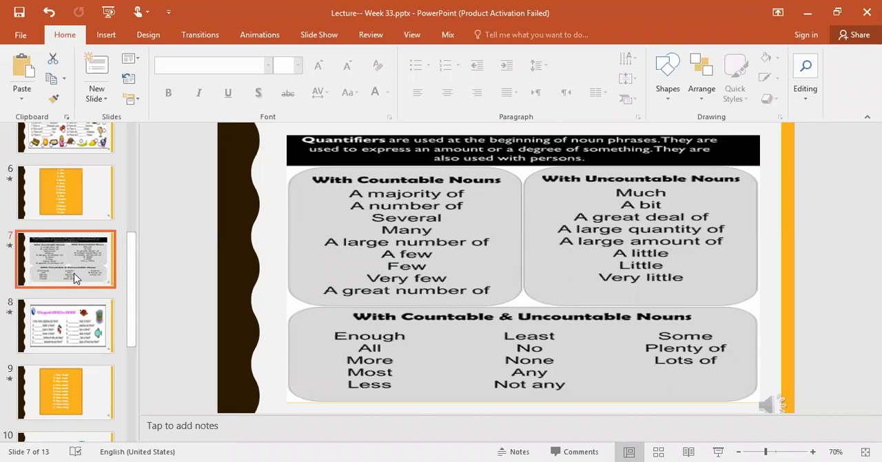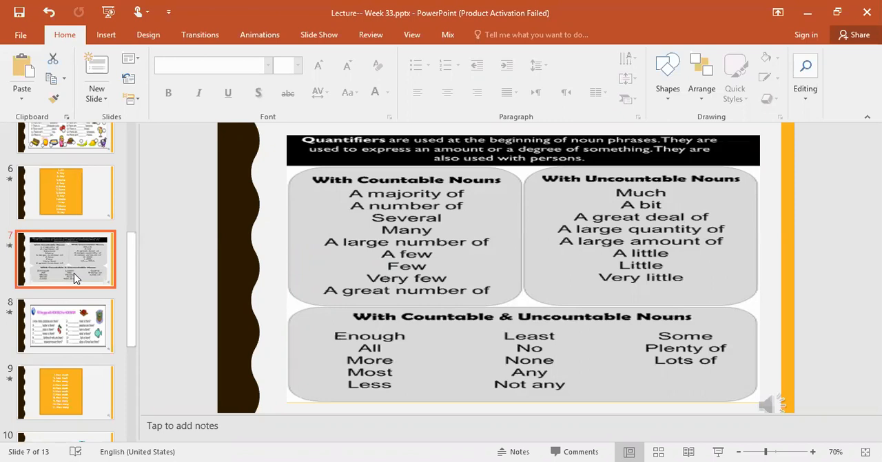Several teachers are traveling on the vacation. Many students are reading books in the school library. A large number of people are moving to a new area. A few amount of whatever, a few amount of pizza is left. Very few amount, a great number of. So these quantifiers are used with countable nouns, but at the same time, until you can say the number, and you can count them. Okay?